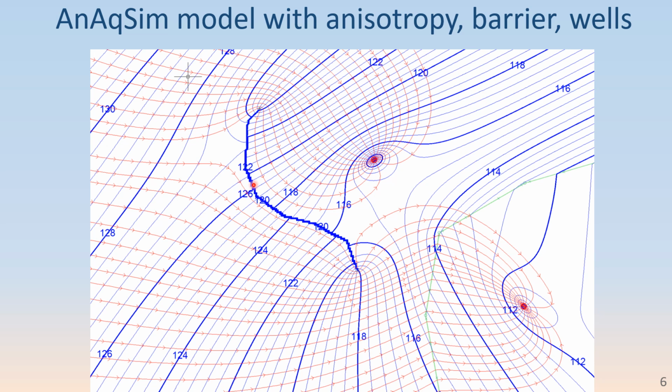And we have path lines here in the model to demonstrate that when you have anisotropy, path lines in general are not perpendicular to head contours like they are in an isotropic situation. And you can see that almost everywhere in this model.